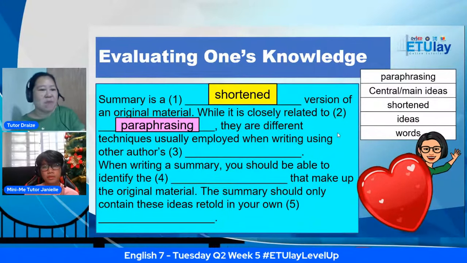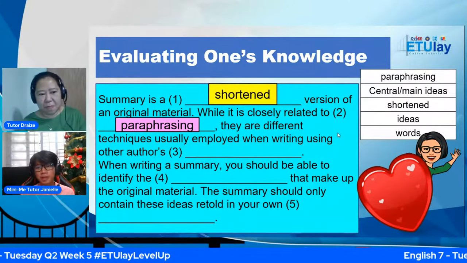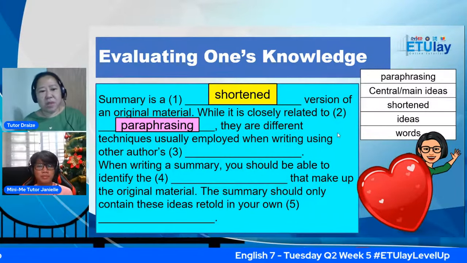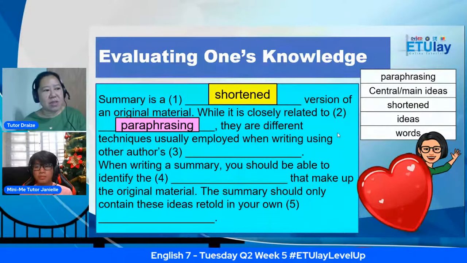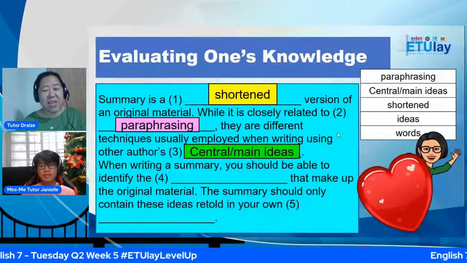So now we have an answer here. What is your answer for number three, Janiel? For number three, my answer po is central or main ideas, ma'am. Okay, let us check if that is correct. Very good, Kuya Janiel. That's correct. That is central or main ideas.